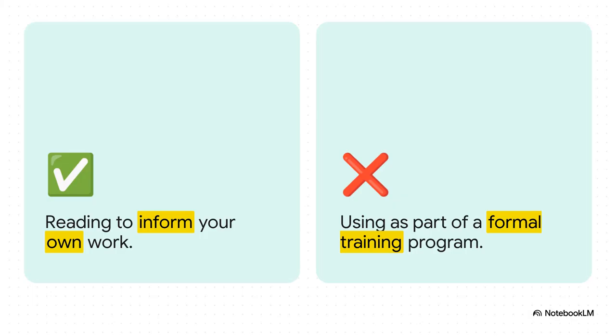And again, the distinction here is just as clear. Are you reading an article to get some fresh ideas for a project you're working on? Great, that's what it's for. Are you making that same article required reading for a formal training session? Yeah, that's going to require special permission. It's all about individual use versus programmatic use.